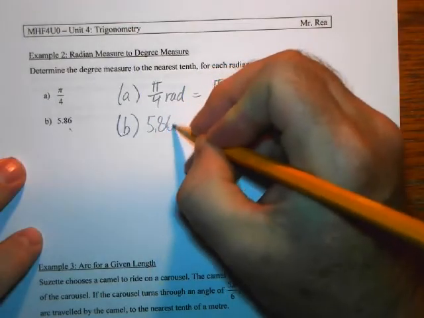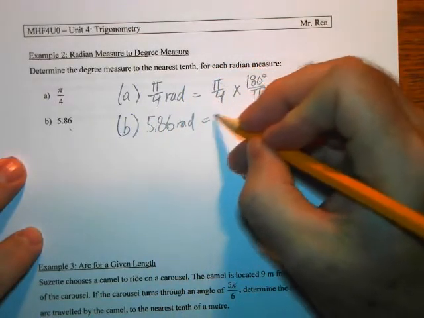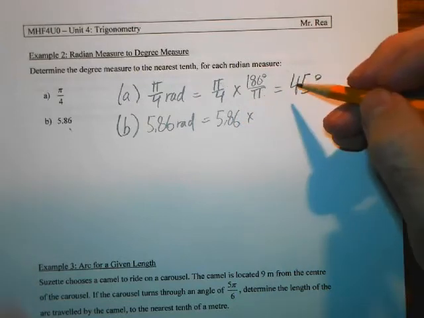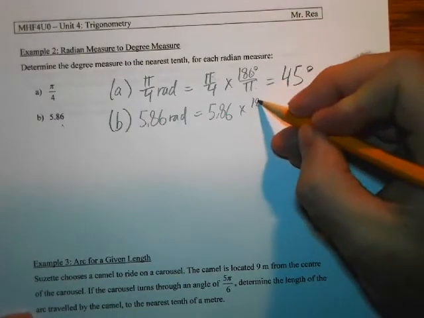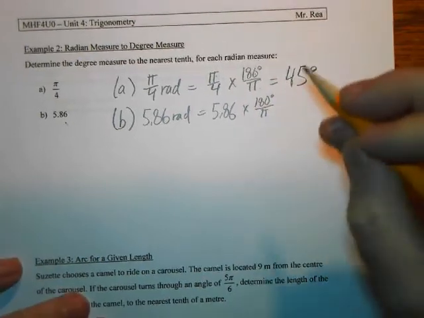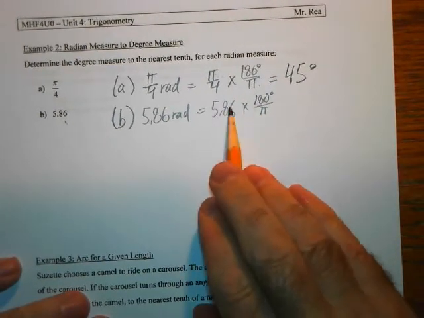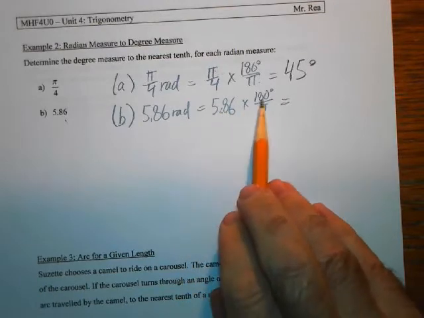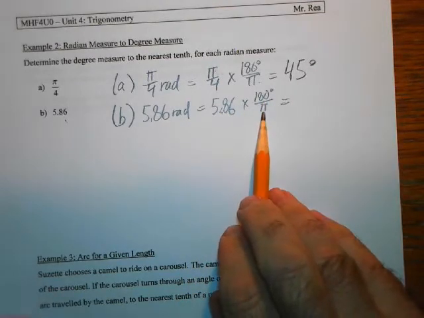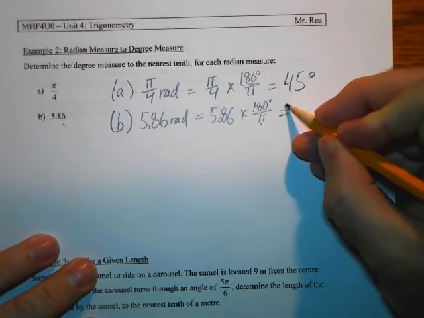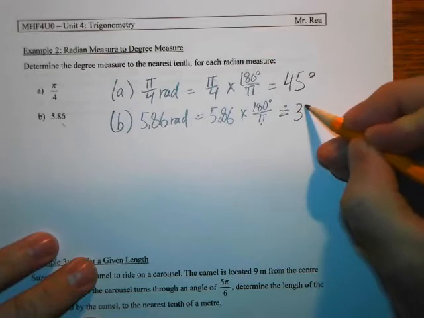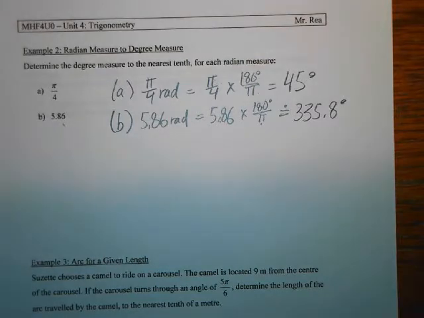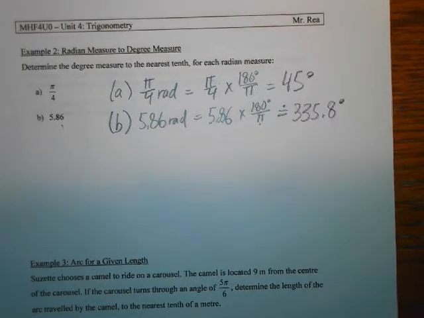So 5.86 radians is equal to 5.86 times, and this time we use the same ratio, 180 degrees over pi. Now you can't cancel anything here, because the pi can't cancel, and these actually multiply. So you just go on your calculator, 5.86 times 180, and then divide the whole thing by pi, and we get approximately, so we have to round this time to the nearest tenth, 335.8 degrees, which makes sense because we figured it was down in that fourth quadrant, getting pretty close to 360.